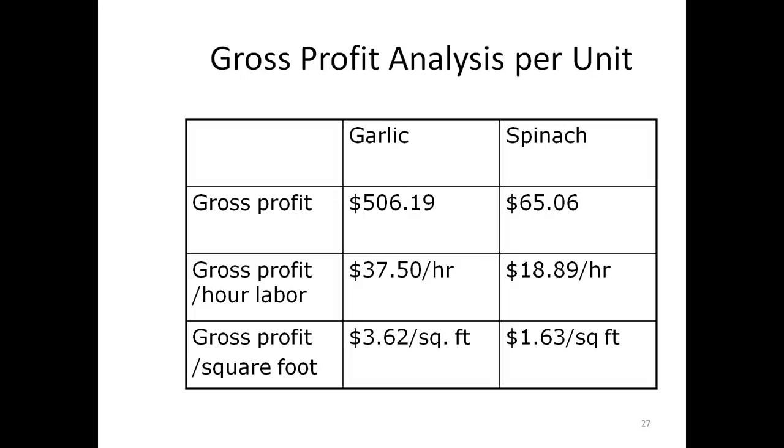You can also look at it on a per square foot basis. The garlic was based on 140 square feet of area used, and on the spinach, I think it was 40 square feet. So you can use those different ways of looking at that gross profit, and compare them on a unit by unit basis, essentially comparing apples to apples, so you can know how those two compare based on similar units. And that's really the only way you can compare two enterprises together.